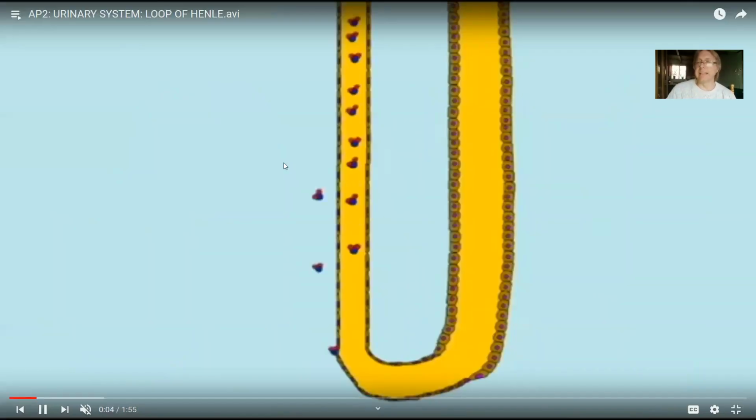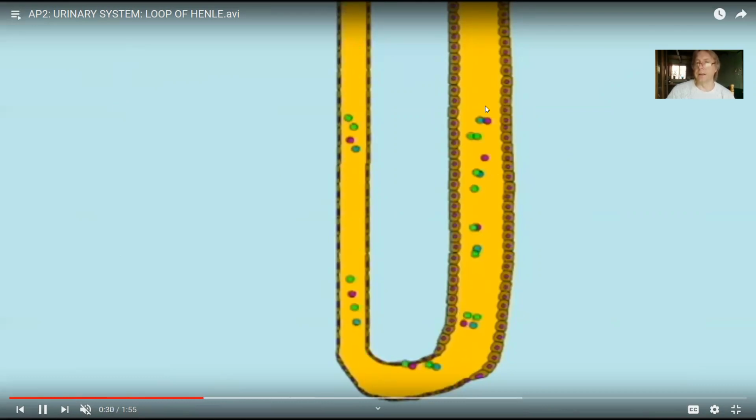And the next section is known as the loop of Henle. The loop of Henle has two sections, a descending loop, which has squamous epithelial cells, and then an ascending loop, which has cuboidal epithelial cells. The descending loop can reabsorb water. The ascending loop can reabsorb salt. And by salt, I mean one ion of positive sodium, one of positive potassium, and two of negative chlorine.